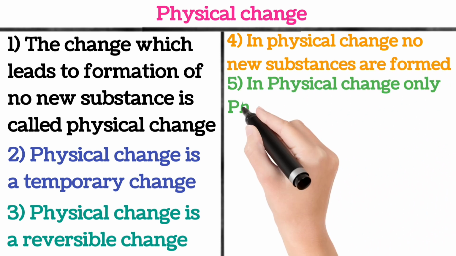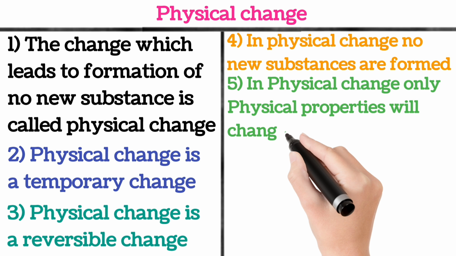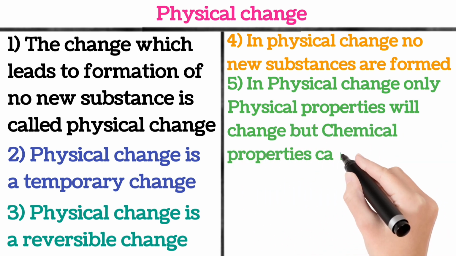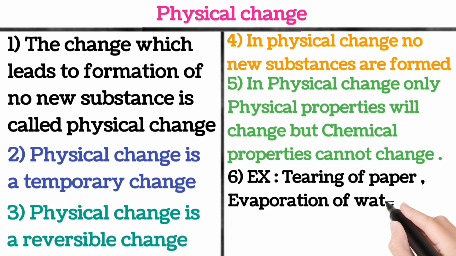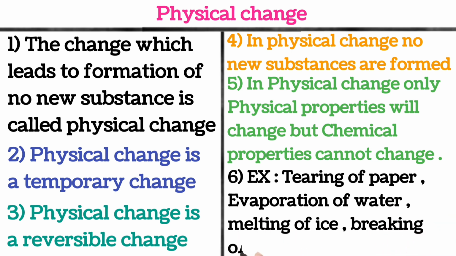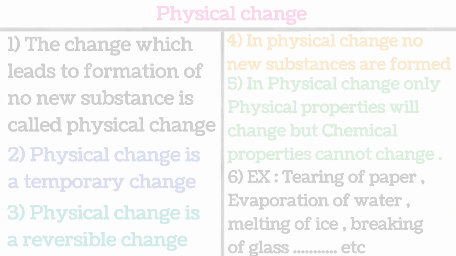Fifth point, in physical change only physical properties of the substance will change but chemical properties of the substance cannot change. Example, tearing of paper, evaporation of water, melting of ice, breaking of glass and so on etc.